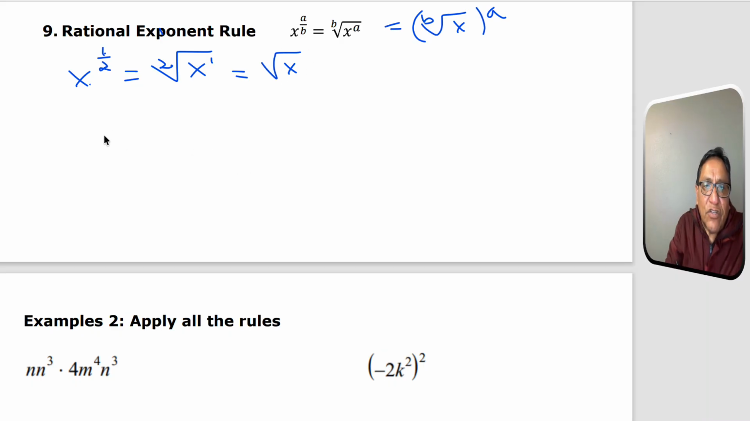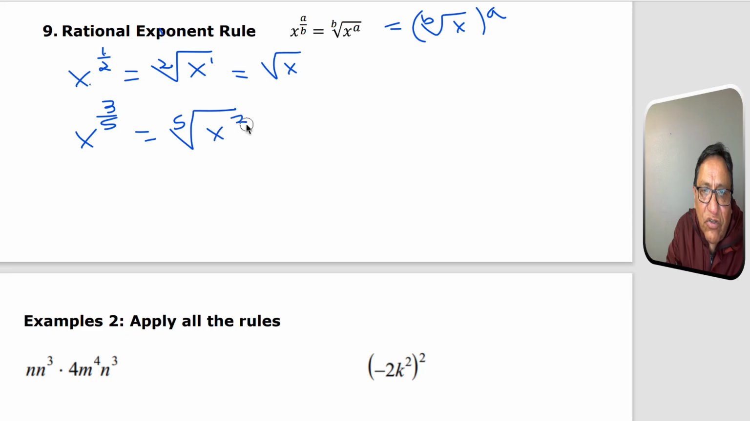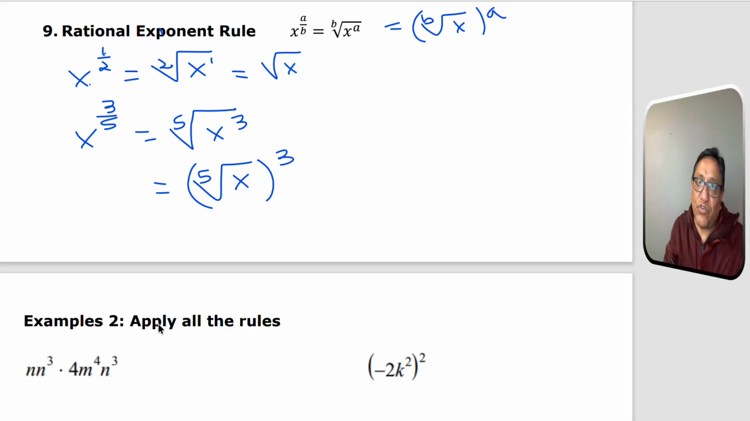Okay, so let's do another example. For example, if we have x to the power 3 over 5, this will be the same as the fifth root. So this denominator goes as the index, of x to the power cube. Or you can also translate it as the fifth root of x, all this to the power 3 or cube. Okay?